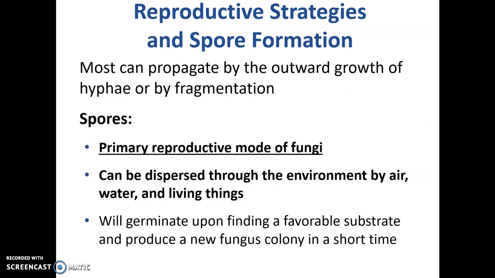So, reproductive strategies and spore formation. Most can propagate by the outward growth of hyphae or fragmentation, meaning breaking off. Spores in particular are the primary reproductive mode of fungi. They can be dispersed through the environment by air, by water, and of course by living things. It's important that you note how spores are spread: through the air, in the water, and by living things. They will germinate upon finding a favorable substrate and produce a new fungus colony in a very short time.